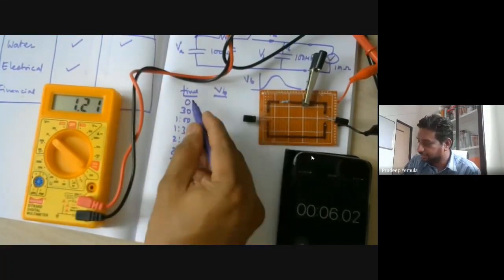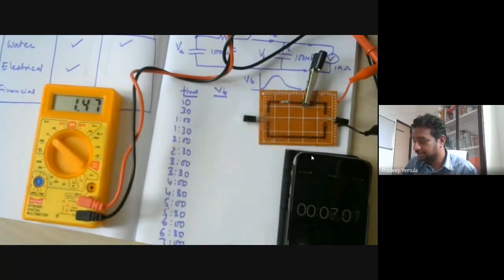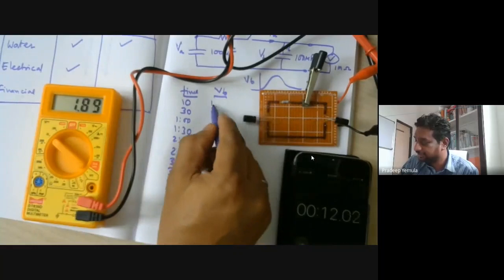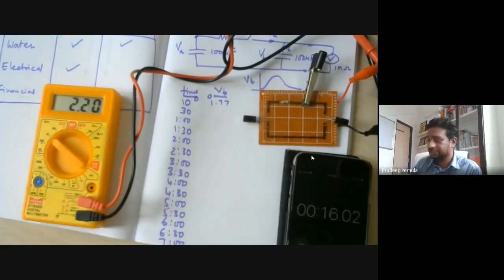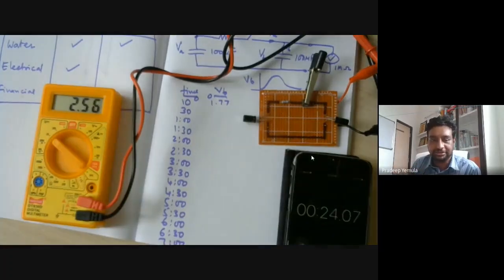For 10 seconds, I'll write down the reading, 1.77. For 0 seconds it was 0. I just thought I would take one extra reading. Now at 20 seconds, the voltage is starting to increase. So 24.